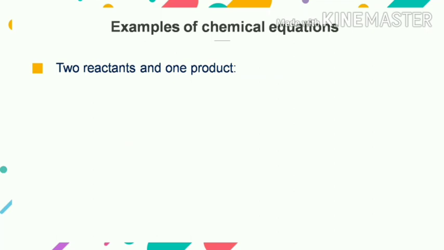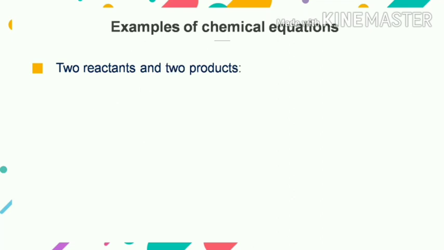Then next one we have to tell about the example of chemical equation which involves 2 reactants and 1 product. Here we can give example of any combination or synthesis reaction. For example, carbon reacts with oxygen to form carbon dioxide. Here we have two reactants, these are carbon and oxygen, and one product, that is carbon dioxide. Then nitrogen reacts with hydrogen to form ammonia. Here also we have two reactants, these are nitrogen and hydrogen, which gives only one product, that is ammonia.